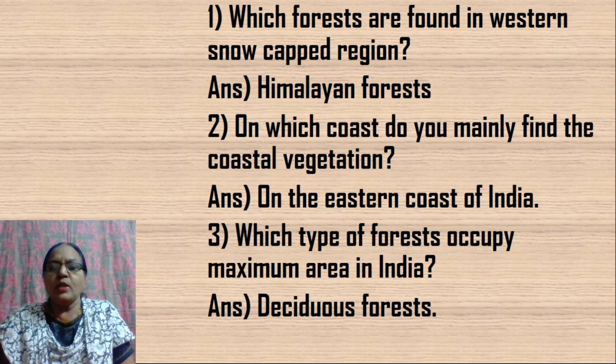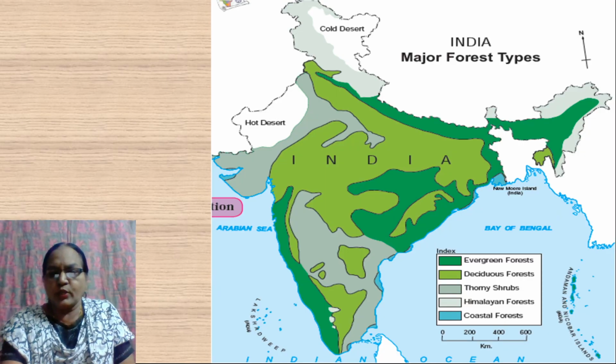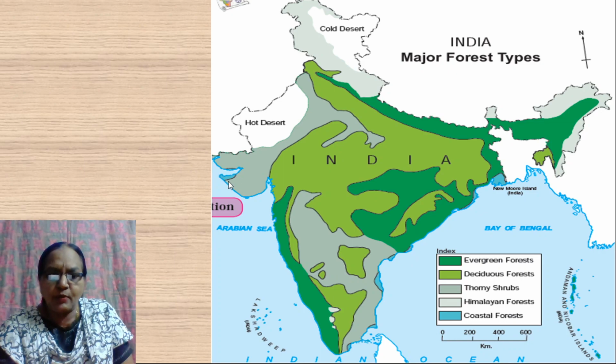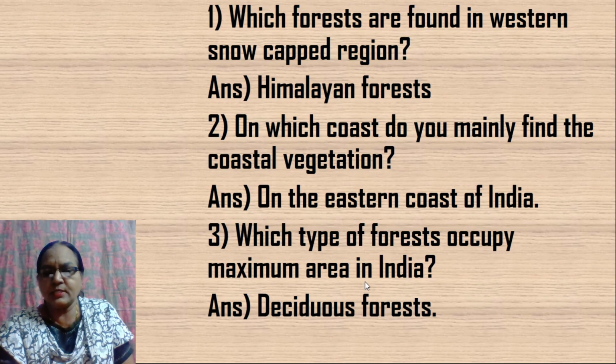Okay, then on which coast you find mainly coastal vegetation? Okay, so look at the index here. There's a coastal vegetation. This blue in color. So where do you find coastal vegetation? Most of the coastal vegetation you find in the eastern coast of India. Okay, some of them a bit you can find here, but you find mainly you have coastal vegetation on the eastern coastal plains. Okay, that is on the eastern coast of India.